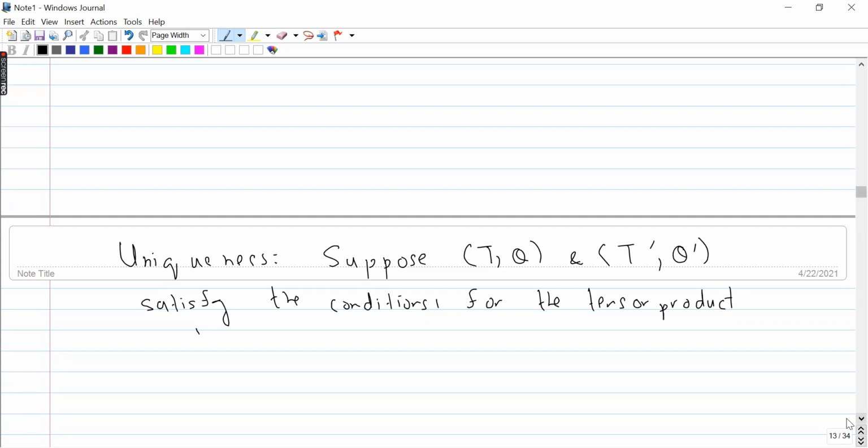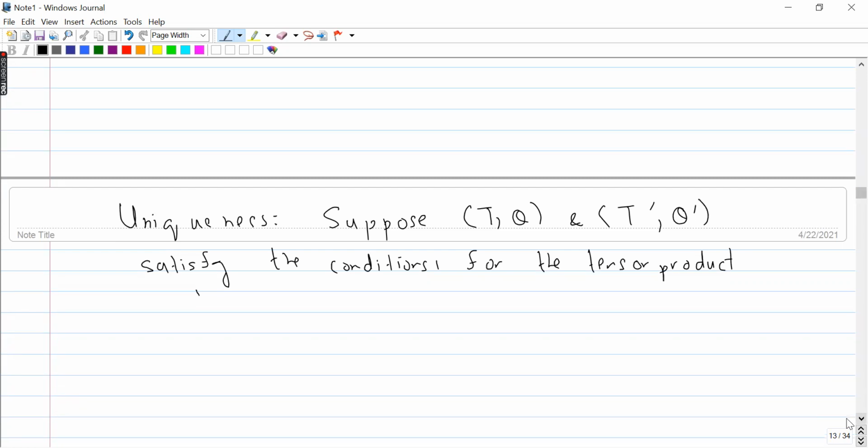What we need to show? So our task will be to show that these two things are equal, or these two things are isomorphic. So this is our claim. To show uniqueness, we have to show that if there are two pairs satisfying the conditions for the tensor product, then both T and T dash are isomorphic as R-modules.